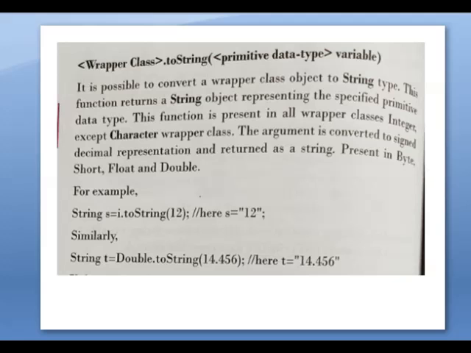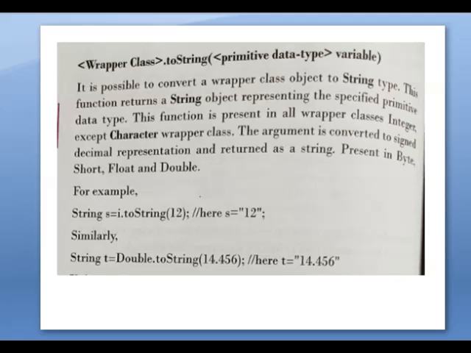Now we are going to convert the double to string. The command used here is double dot to string of 14.456. Now this value 14.456 is converted to string and stored in the variable t. If it is converted to string, it will be enclosed within a double quote, that is "14.456". Inside the double quote means the double value is converted into a string value.